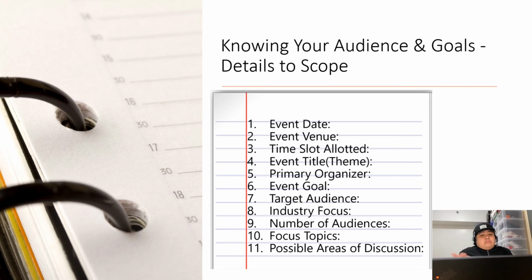Second is target audience. Of course, for both meetings and events, you should be prepared for who you are talking with, so that you would make sense. Of course, you wouldn't be talking about a lot of technical stuff to people who are non-technical. The next one would be industry focus. This is part of knowing your audience, and again, you should be able to learn what are the focus topics for discussion, what are the possible areas for discussion, and so on.